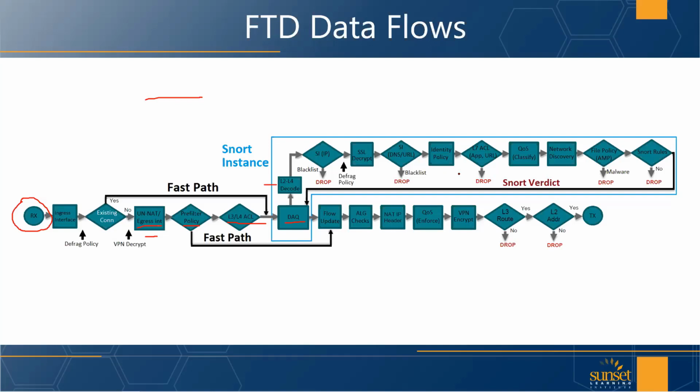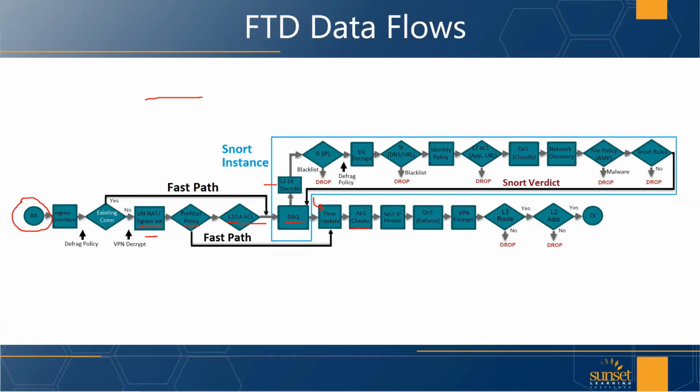Any one of these in the SNORT process can say, yes, it's good, or no, we want to drop it. In the case where it says it's good, whatever we have turned on, it comes back to the DAQ. The DAQ then hands it to the flow updater, which is basically your state table. Then it goes to the ALG, and the ALG tells the interface, let it go through or block it. Then we go through our NAT, QoS, enforce, VPN, and so on and so forth.